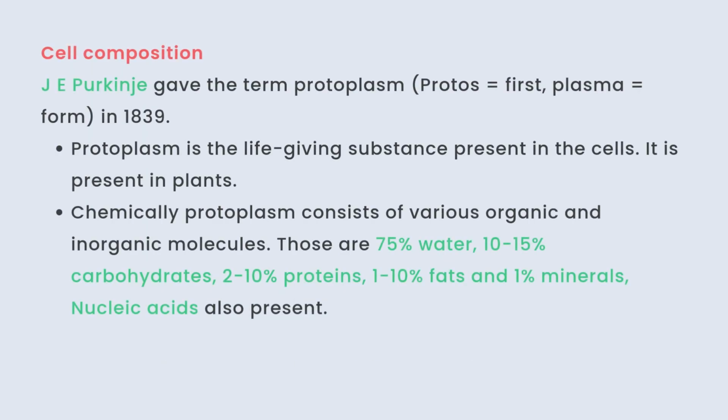Okay, then we will go to cell composition. J.K. Purkinje gave the term protoplasm. Protos means first, plasm means form. He said in 1839, the protoplasm is the life-giving substance present in the cells. It is present in plants. Chemically, protoplasm consists of various organic and inorganic molecules. Those are 75% water, 10 to 50% carbohydrates, 2 to 10% proteins, 1 to 10% fats, and 1% minerals.